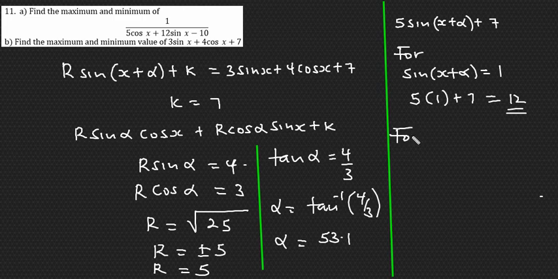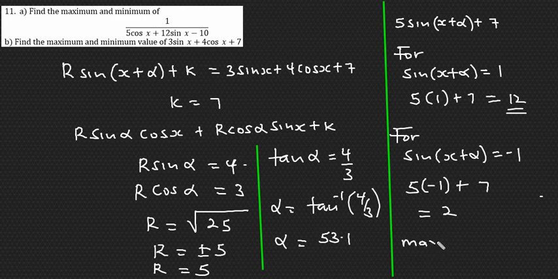Now for sine(x plus alpha) to be equal to negative 1, we shall be having 5 times negative 1 plus 7. This gives us a 2, because this is negative 5, implying that our maximum value is going to be 12 and our minimum value is 2. So that is how we do such numbers.